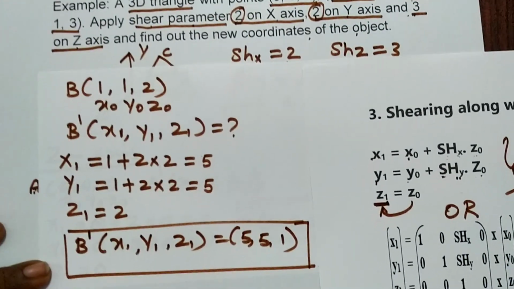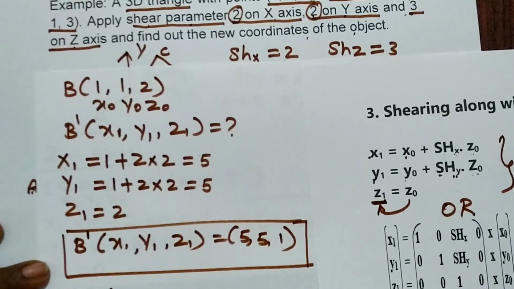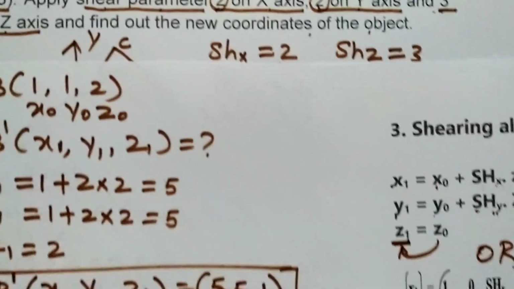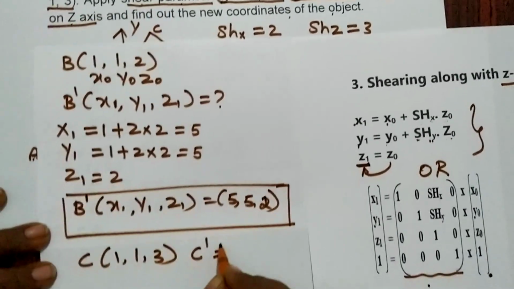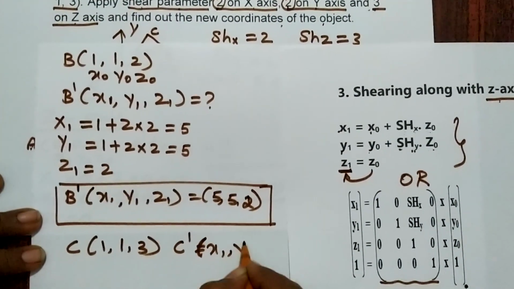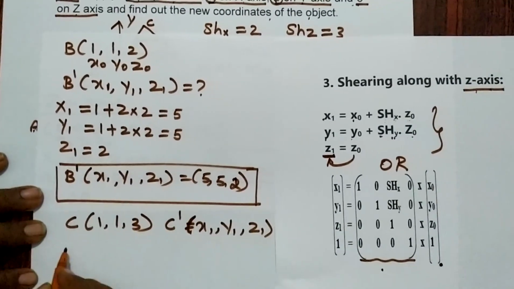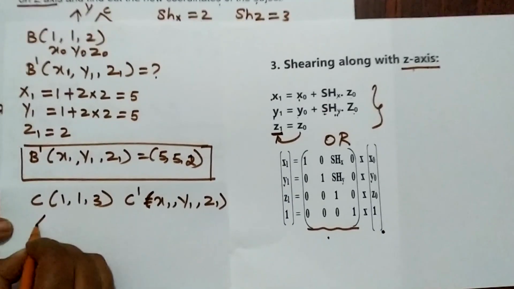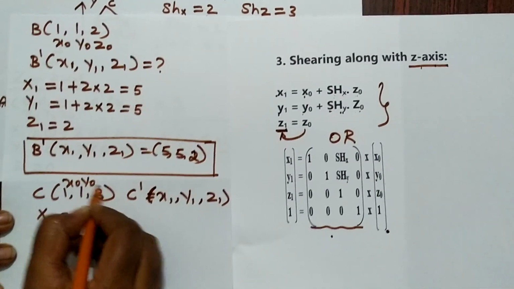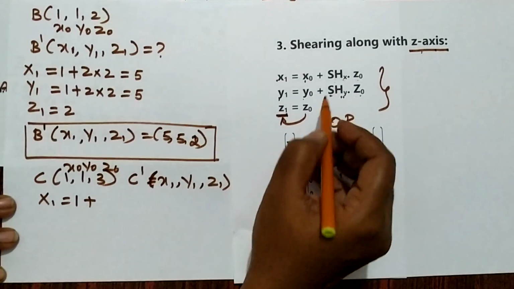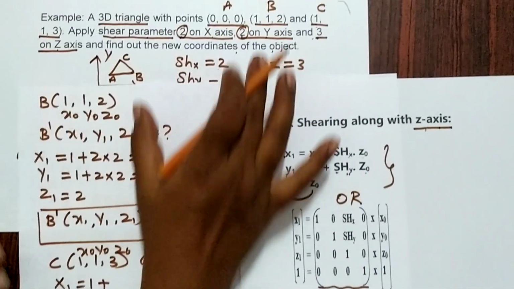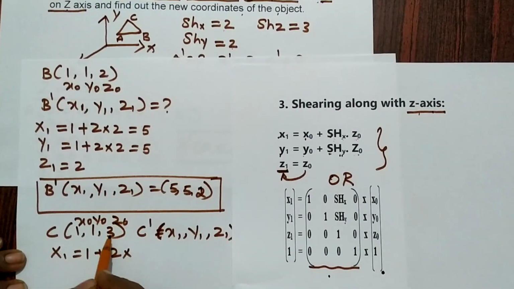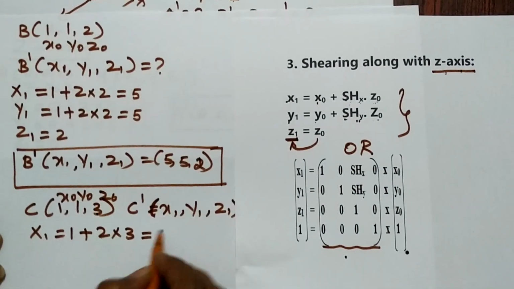Next we'll go for the point C. For the point C they have given 1, 1, 3. Similarly, like previous, we need to find for a C dash x1, y1 and z1. Okay, how do you find? Just like a previous one, x1 will be x naught. Our x naught will be 1. 1 plus shx. shx will be 2. 2 into z naught. Our z naught will be 3. So this will become 2 into 3 is 6, plus 1 is 7.